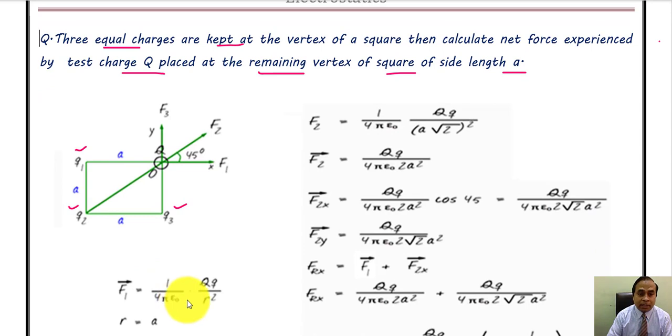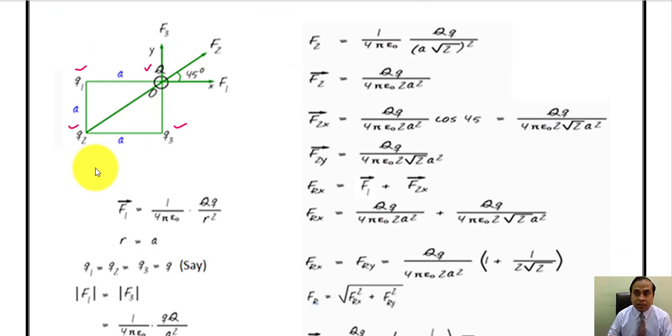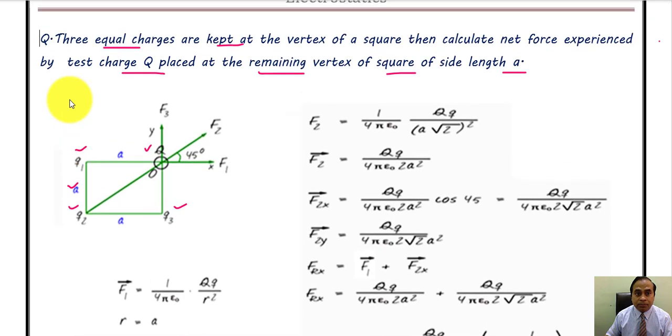And this is where our test charge is. This capital Q is our test charge. It is kept at the vertex of a square having side length A. So this is what side length is considered A. Fine. So what will happen? This is asking to find the net force experienced by the test charge capital Q placed at the remaining vertex of the square of side length A.